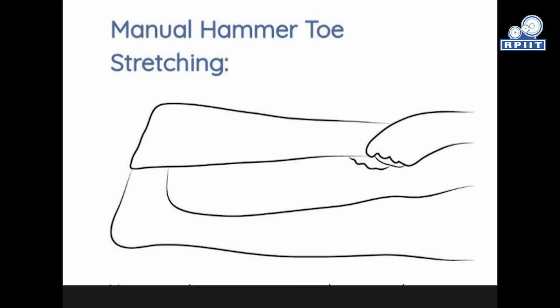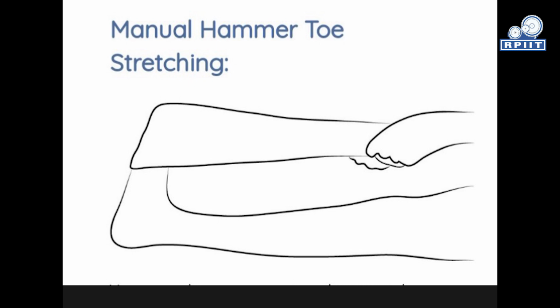Now the manual hammer toe stretching exercise. Firstly, the patient should be in a comfortable position, and you can also use a towel to stretch your toes. Sit on the ground with your legs perfectly outstretched and a towel wrapped properly around the toes. Hold the towel ends with your hands and pull the toes toward you. Hold this position for 20 to 30 seconds. Then relax.